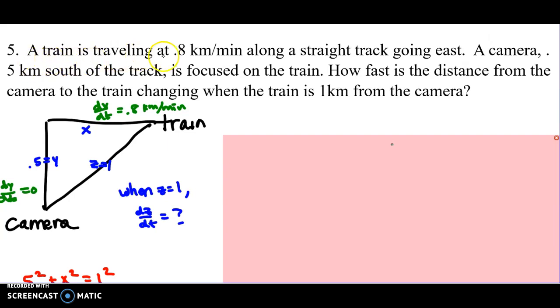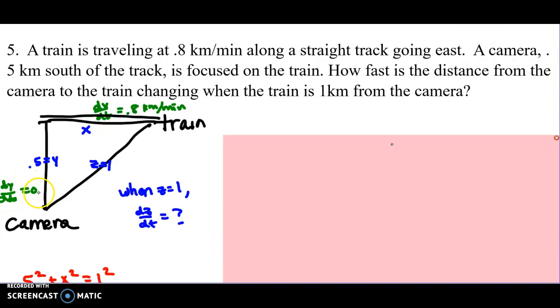So, it says that a train is traveling at 0.8 kilometers per minute along a straight track going east. So it started here, it's going east. It's traveling at 0.8 kilometers per minute, so that's why it's the rate, in this case dx/dt. There's a camera down here that's 0.5 kilometers south of the track. So this obviously had to be the track that the train is on. So the camera is 0.5 kilometers from the track. So that 0.5 is y in this case.